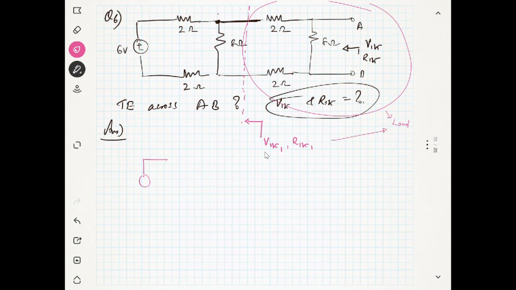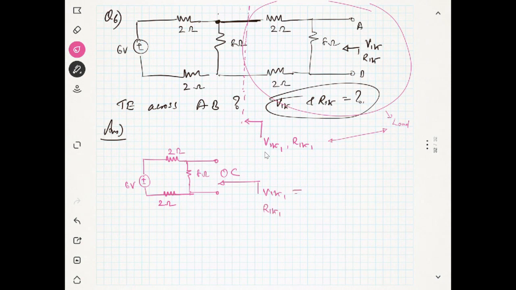When you consider VThevenin 1 and RThevenin 1, so I am going to consider this is 6 volt, this is 2 ohms, this is 8 ohms. I open circuit here, this part, and this is 2 ohms, and I open circuit here. Now I will find from this side VThevenin 1 and RThevenin 1.